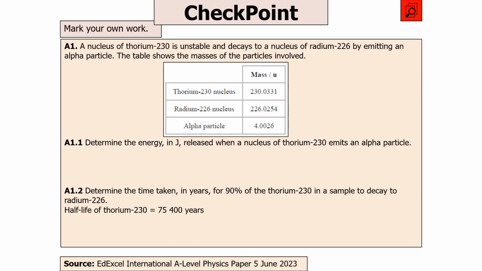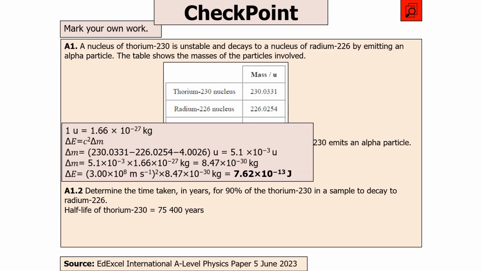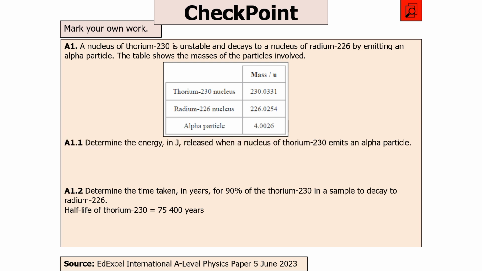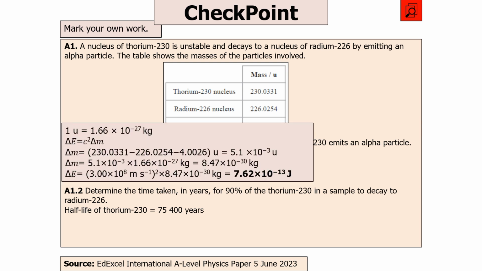Right, in this first one, we can say E equals mc squared. Now, mass is going to be the difference in the mass between the thorium and the radium, and also you can see that the alpha particle is also produced. So therefore, it's 5.1 times 10 to the minus 3 u. Multiply that by the conversion factor to turn that into kilograms, 8.47 times 10 to the minus 30. So E equals mc squared, so 7.62 times 10 to the minus 13 joules.